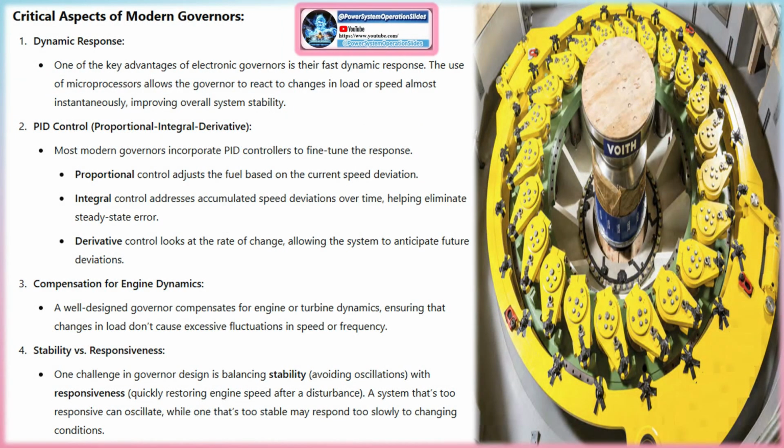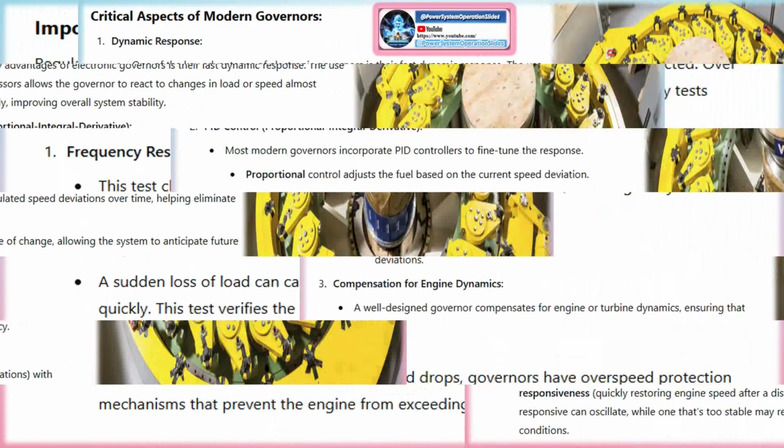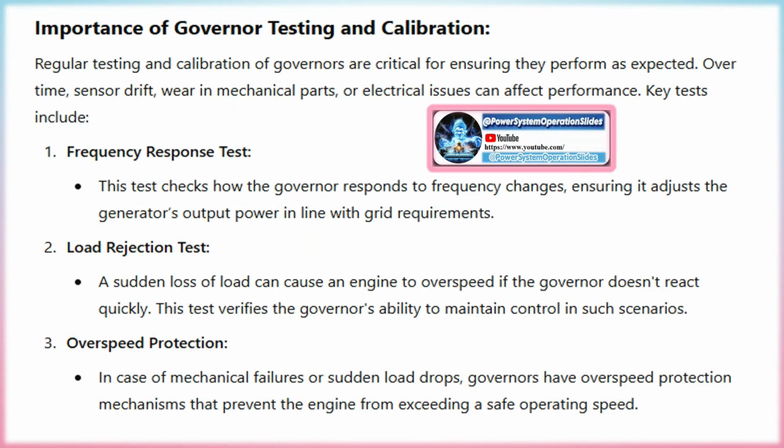For example, if the system frequency drops due to an increase in load, AGC signals the governor to increase the fuel supply to the generator, boosting its output to meet the higher demand and restore the frequency to its nominal value. Modern power governors, particularly electronic governors, offer high precision and rapid response times, which are crucial for AGC operations.